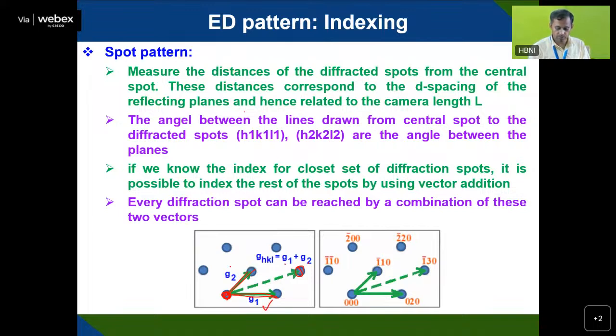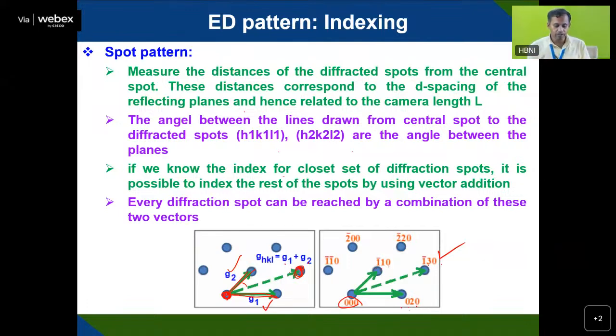Once you find the HKL value of this or this, you can easily get the third one. Like for 0 0 0, if this plane is 1 bar 1 0 and this is 0 2 0, then this will be the addition of 1 bar 2 plus 1 3 0, this plane. So you can simply find that by summation. The angle between the lines drawn from the central spot to the diffracted spots, if H1 K1 L1 and H2 K2 L2 are the planes, gives the angle between the planes. If you know the indices of a closed set of diffraction spots, it is easy to identify them because of the vector addition.